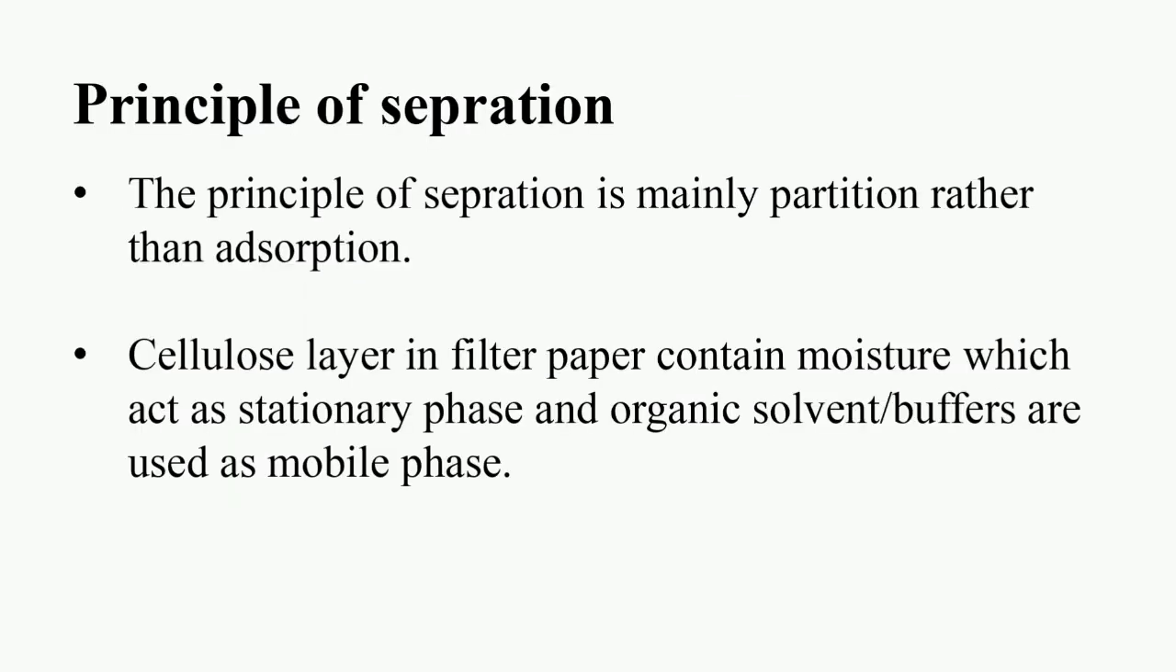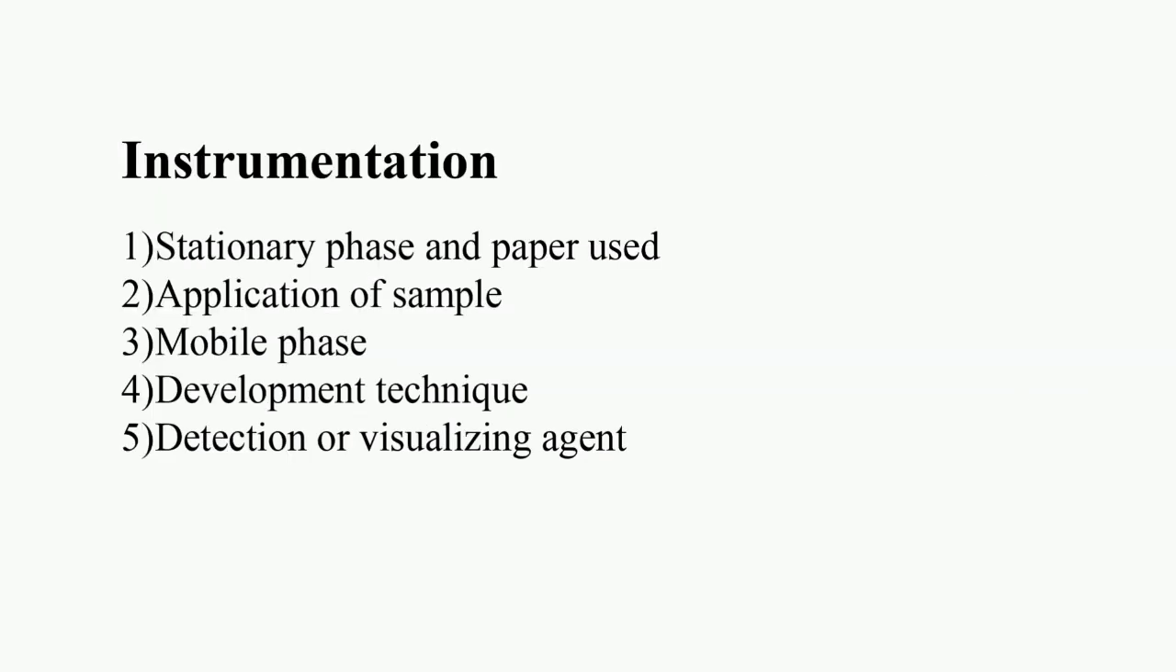Principle of separation. The principle of separation is mainly partition rather than adsorption. Cellulose layer in filter paper contains moisture which acts as stationary phase and organic solvent/buffers are used as mobile phase. Instrumentation. Stationary phase and paper used. Application of sample. Mobile phase. Development technique. Detection or visualizing agent.